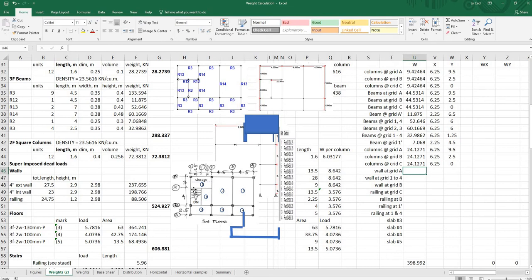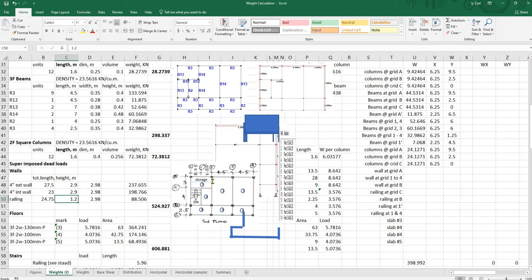So, this is 4 inches exterior wall, and 4 inches interior wall as well. Then your railing is also 4 inches, but its height is different. It became 1.2 meters. Okay, so let's compute for the walls. We first start with grid A.